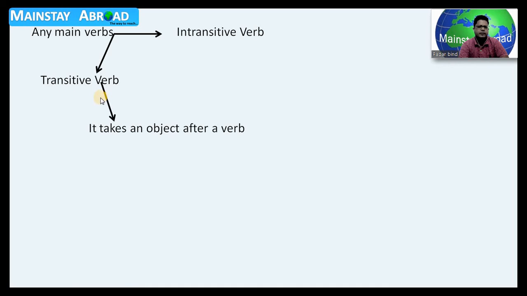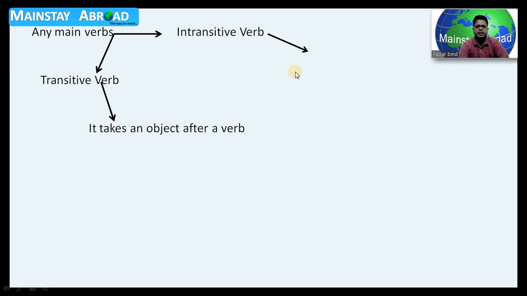Let's talk about transitive verb. It takes an object after a verb. Remember, it takes an object after a verb. What is the object? Object may be your pronoun or noun. Any noun after the verb, the place of object is there. So object is placed after the verb. Remember it. And any pronoun like me, us, you, them, him, her, it, these all are objects, so it is used after the verb. So this transitive means the verb which takes an object.